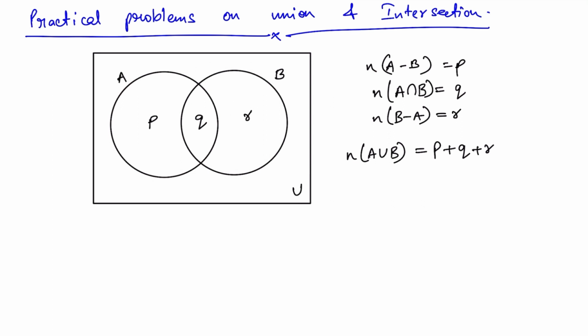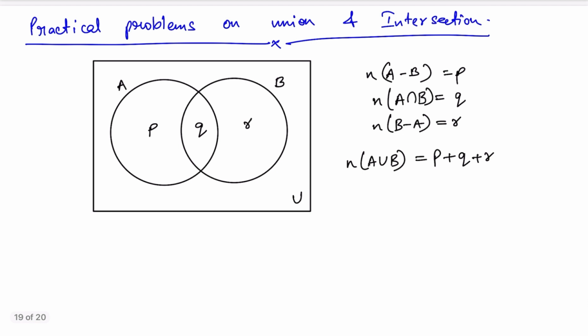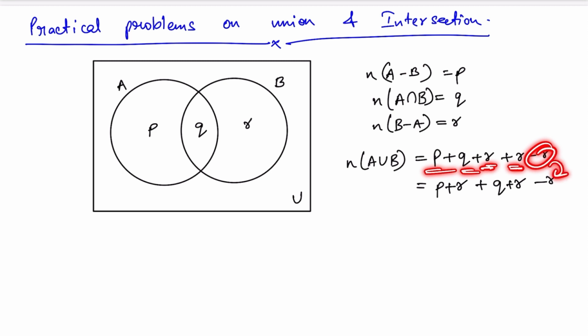Now what we will do, we will add and subtract r. So we have added this r and subtracted this r, so it will balance out. Now we will just rearrange this like p plus r, then q plus r, minus r. I have just rearranged it.